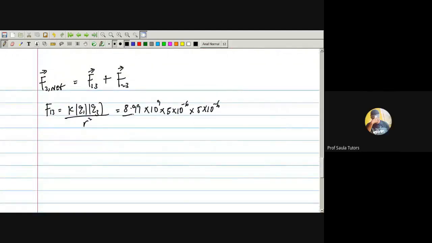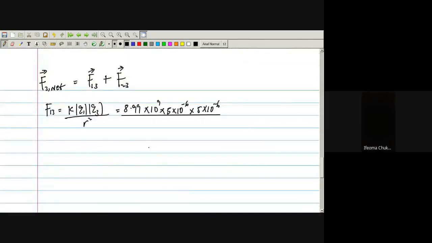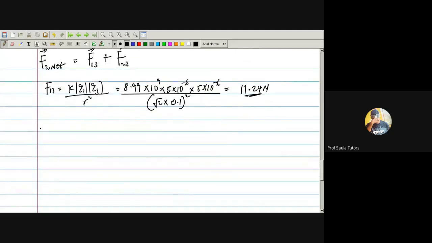Then all over, what's the distance between them? If you observe, what's that between 1 and 3? Check your table. 1 and 3 is root 2a, right? Yes, root 2a, and my a is 0.1, all squared. So if you do this, you are going to get 11.24 newtons. I'm skipping the computation because I'm late for prayer, but you can verify it yourself.